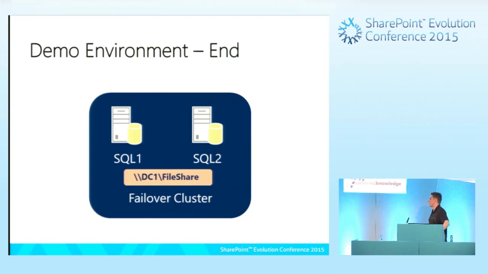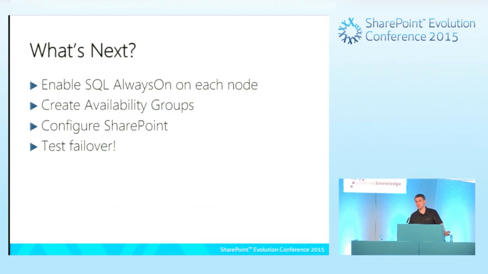So at the end, what we do have is SQL 1 and SQL 2 that have been added to a failover cluster, and they've been configured with a file share witness of DC1 / file share. So what do we need to do next? Well, the next steps are to enable SQL Server AlwaysOn on each node, obviously after SQL's been installed, create the relevant availability groups, configure SharePoint, and then test failover just to ensure that everything's working as we expect.